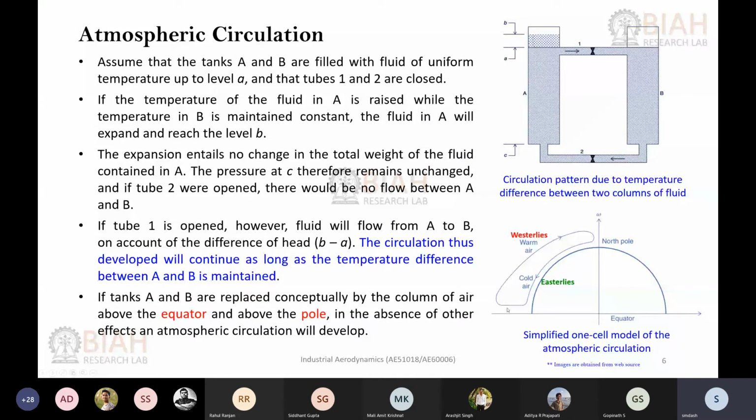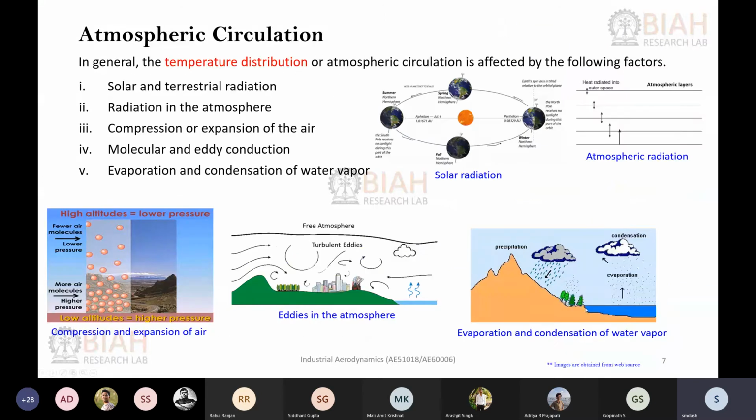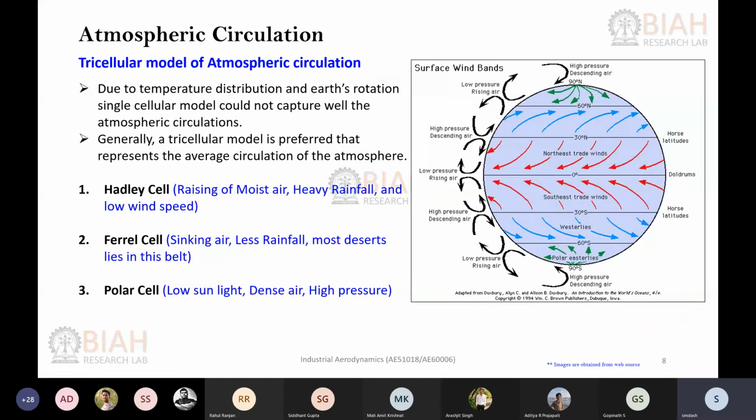Okay, so we said that air in general gets heated up at the equator, goes to the pole and comes back. But this is not so simple, because the temperature distribution in other regions varies, and there are various factors that we have discussed. So these try to modify that simple one-cell model.